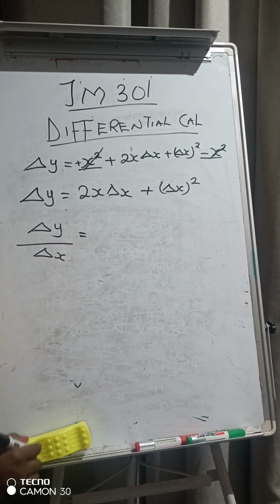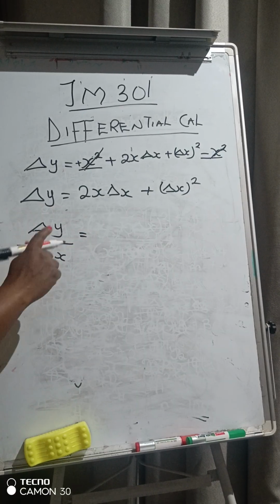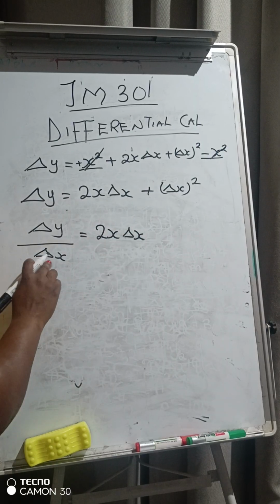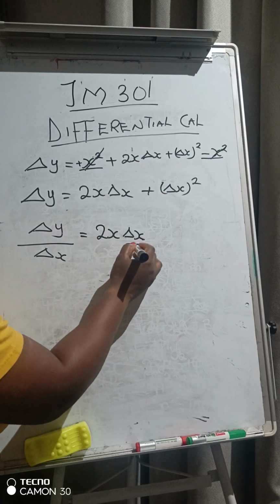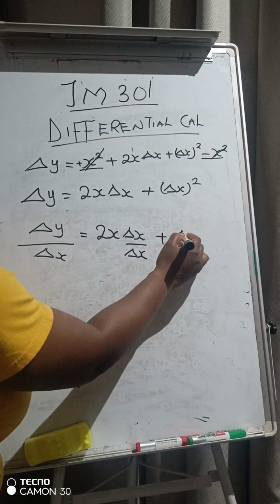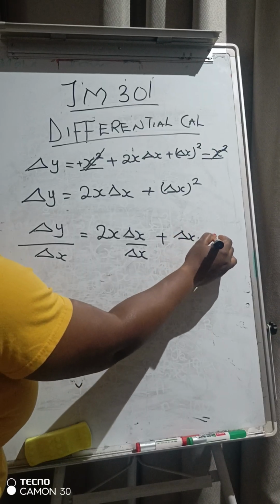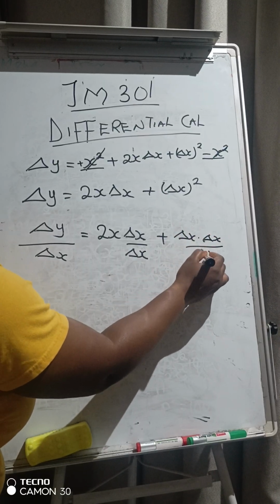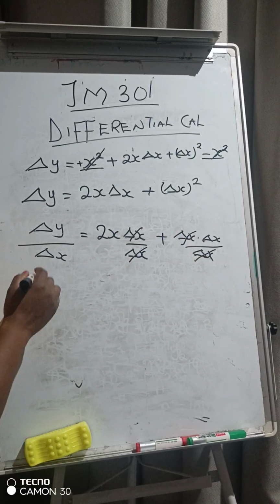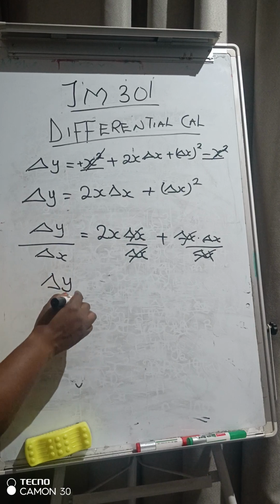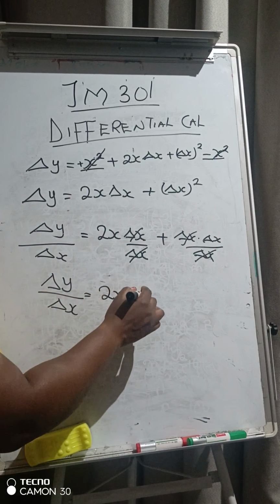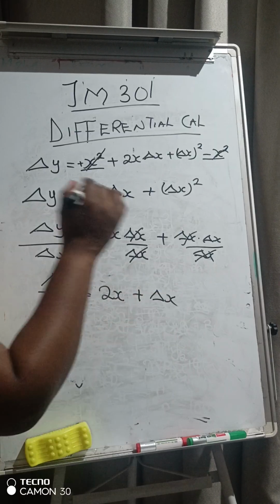So this is now going to be dividing through by change in x. We are going to have 2x change in x. Remember, we're looking at the influence, so this will also divide by the change in x. And change in x squared means change in x times change in x divided by the change in x. So this will cancel this and this will cancel 1. So the change in y over the change in x is now going to be 2x plus change in x.